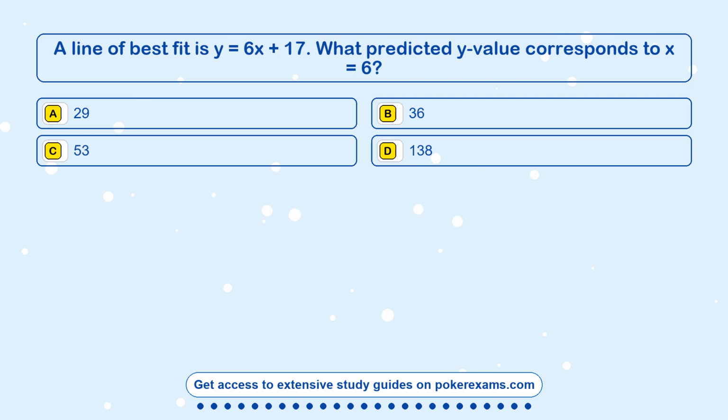Question 25. A line of best fit is y equals 6x plus 17. What predicted y-value corresponds to x equals 6? Option A 29. Option B 36. Option C 53. Option D 138.